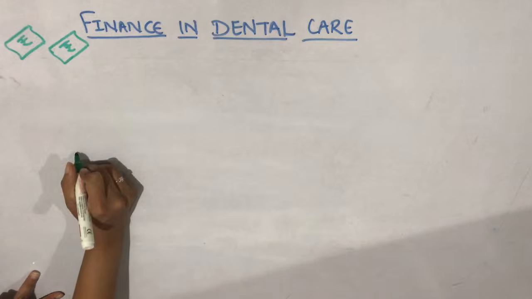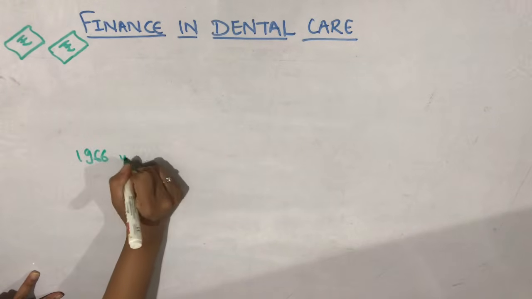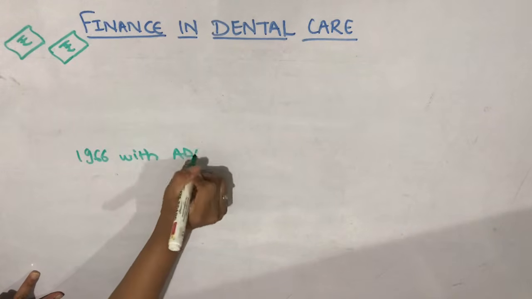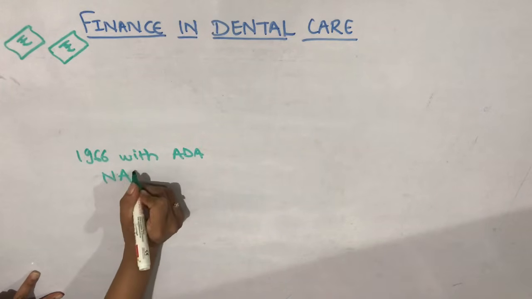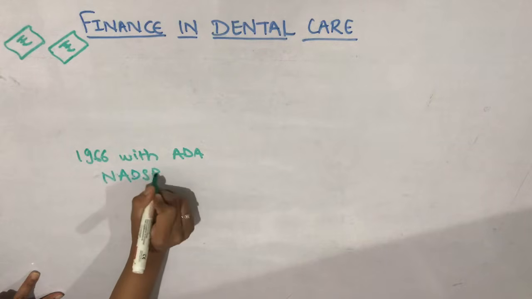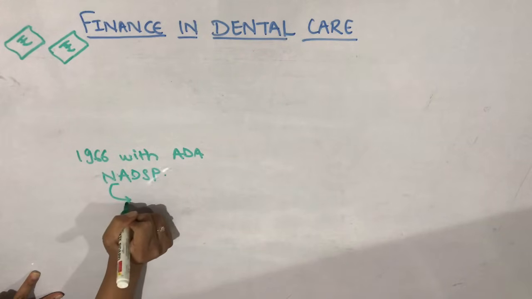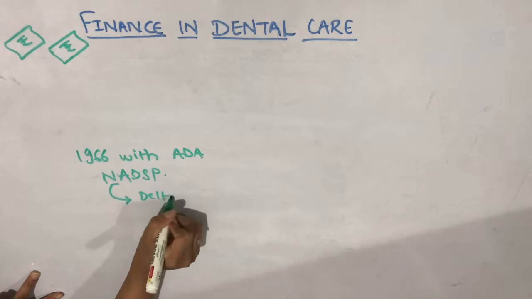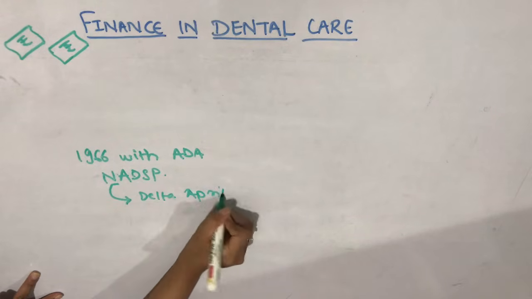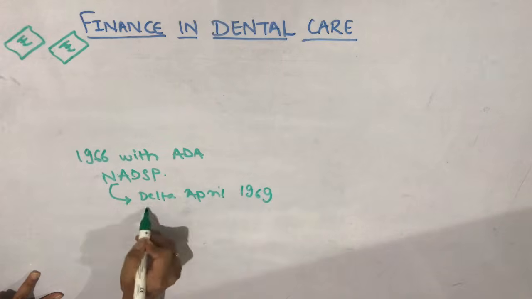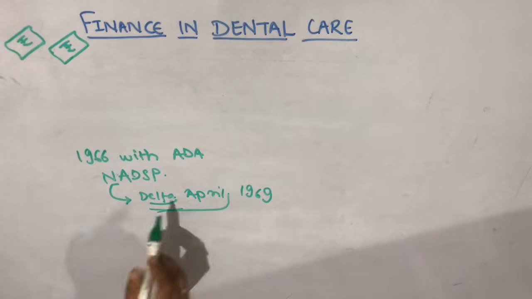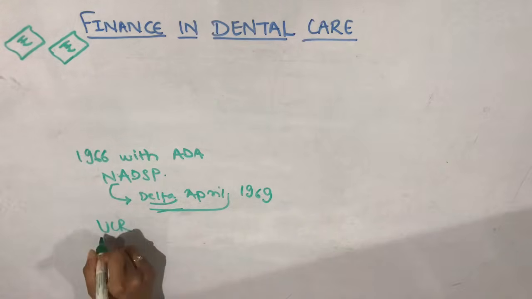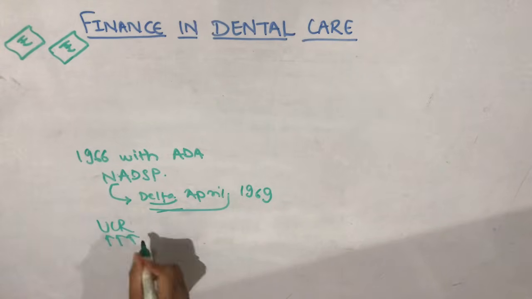So in 1966, with the help of the ADA, the National Association of Dental Service Plans was formed, and later it changed its name to Delta Dental Plans in April 1969. So this is nothing but your Delta Dental Plans. Basically, how is the dentist reimbursed in these plans? Again, it follows the UCR concept, that is, usual, customary and reasonable fees.